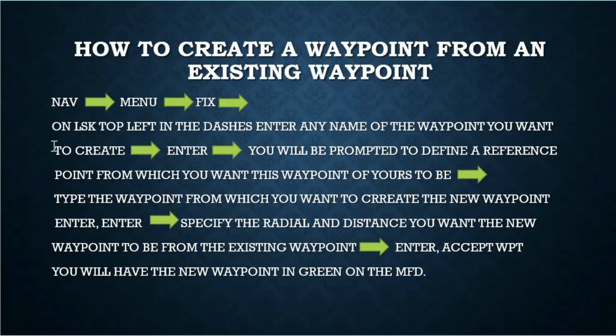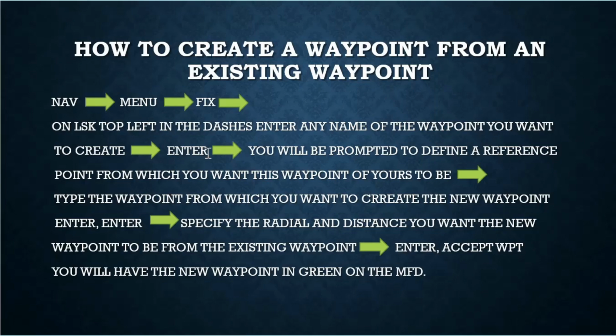On the line select key on the top left in the dashes, you'll enter any name of the waypoint you want to create. So you can give it any name. You can give it your name, in short, your girlfriend's name, or your favorite pilot's name. Could be me, well, maybe, or whatever. So make it simple, and you can just give it a name, and then you press enter.